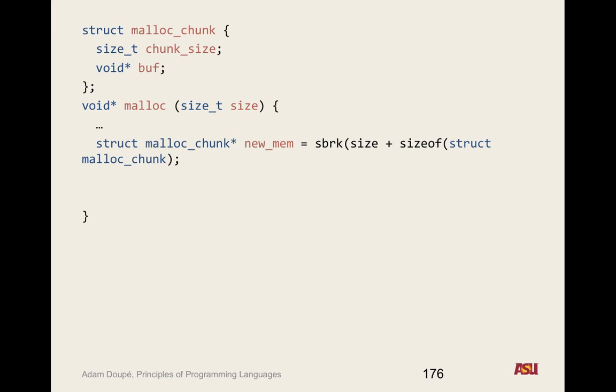And now we need to store the size that they gave us for this pointer. So we're going to store in this new memory the size as the chunk size. Makes sense. We want to be able to access this later. But now the question is, what do we return to the programmer? Buff, yeah, exactly. So what is new memory pointing to? Let's think about it.